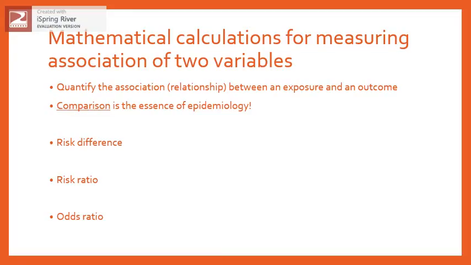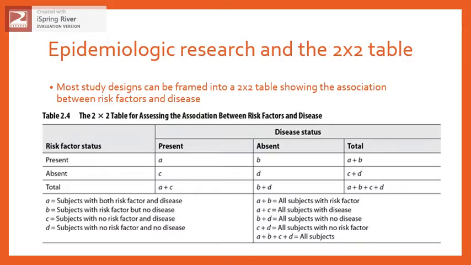So again, the 3 measures we're going to talk about: risk difference, risk ratio, and odds ratio. I also want to remind you that the textbook is a very helpful tool here. The vast majority of the tables that you're going to see are from the text, and they're explained very well there. So don't forget to use that tool for your reference.